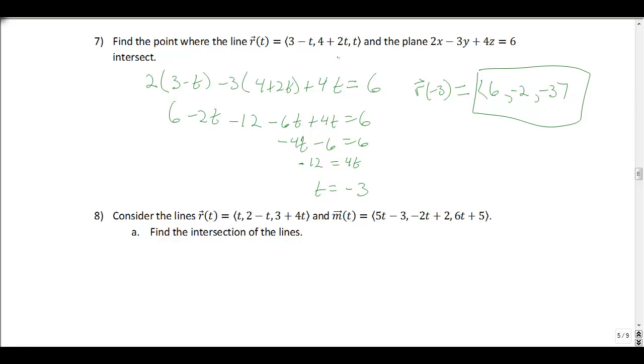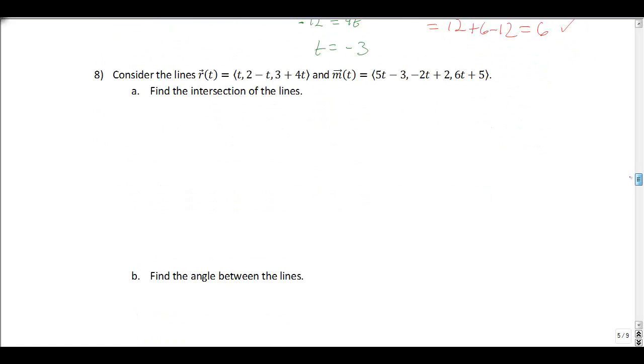Clearly that's on this line because we plugged in a value of t that should just give us a point on the line. We can check, is this on the plane? Well, if you do 2 times 6 minus 3 times negative 2 plus 4 times negative 3. Does that give us the 6 that it's supposed to? That's 12 plus 6 minus 12. 12 and minus 12 cancel. It does indeed give us the 6. So it checks out that this point is indeed both on the line and on the plane.